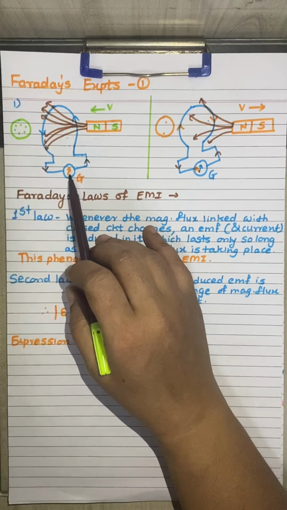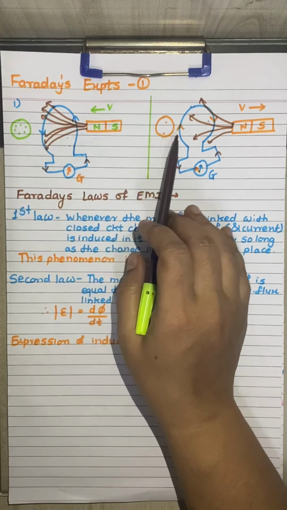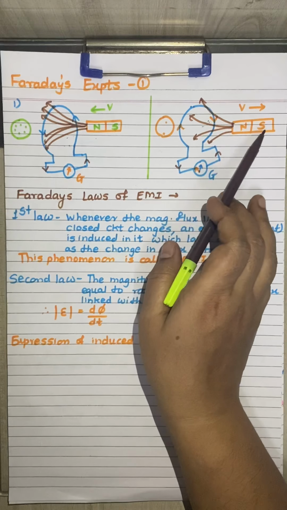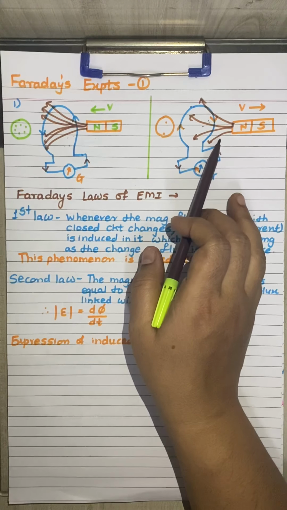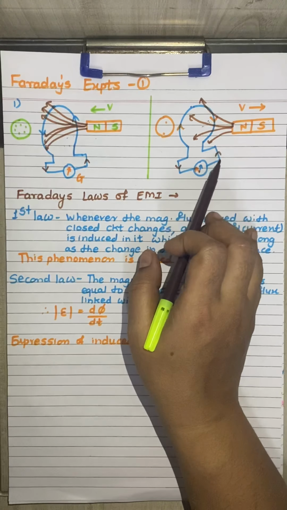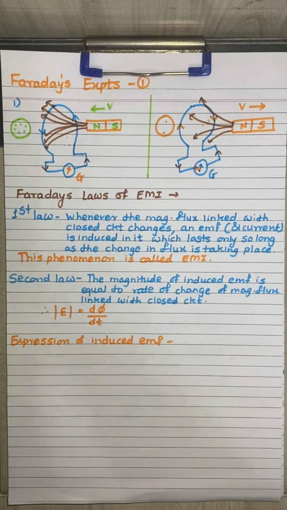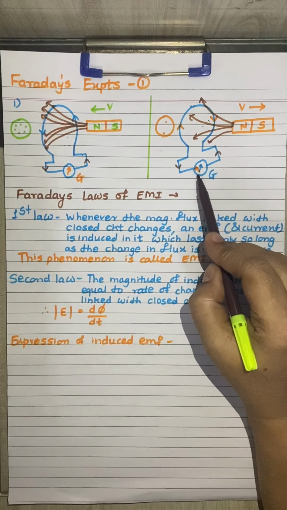It remains at the zero place. But whenever the magnet is moved away from the coil, the magnetic flux linked with the coil decreases, and again an induced EMF is generated and current is set up in the coil in the opposite direction.